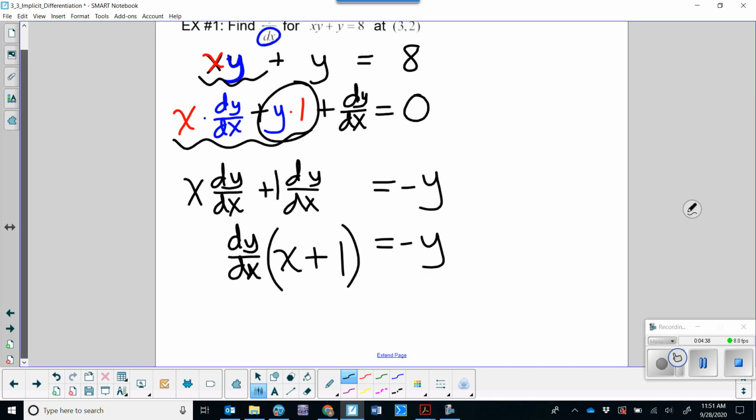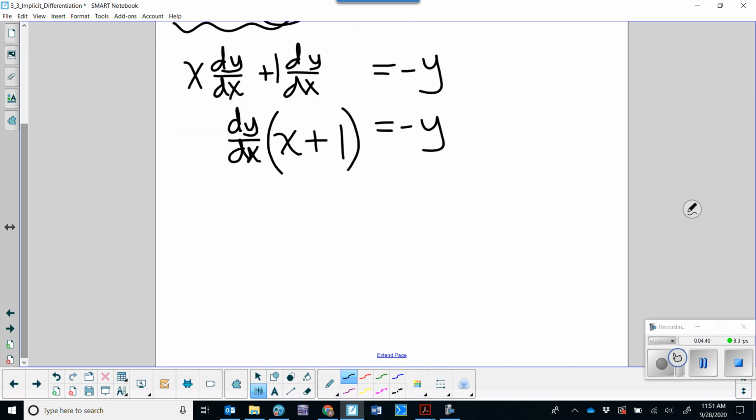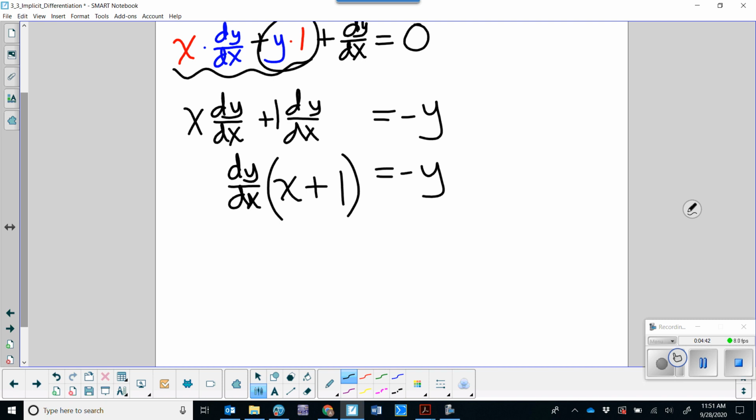The other thing is, if I factor something out, I can check my answer by multiplying it back, and it has to be the same. So dy dx times x is this first term, and then plus dy dx times 1 is my second term.